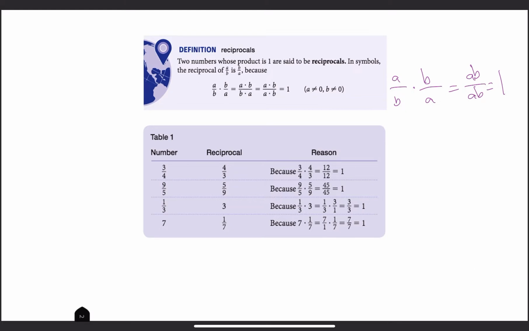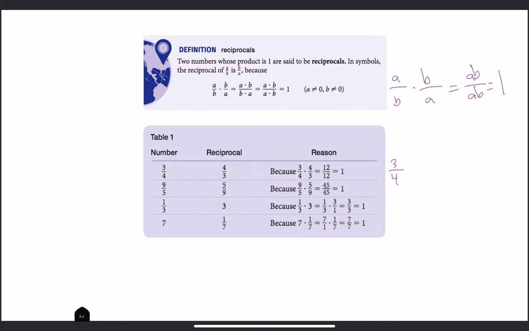Let's look at some examples here so you can see a concrete illustration. Here's 3/4. Its reciprocal is 4/3. All we have to do to find the reciprocal of a number is to flip it. If it's a fraction, we flip it. If it's a whole number, we have to put it over 1 and then flip it.